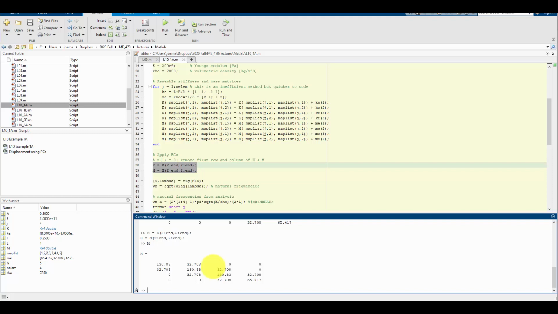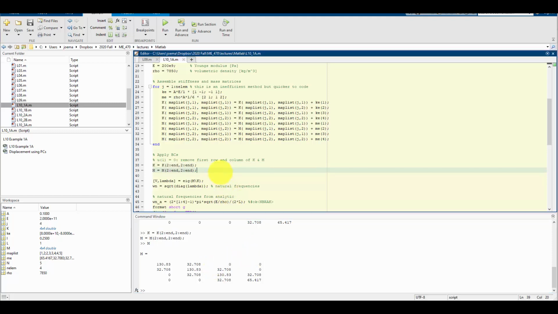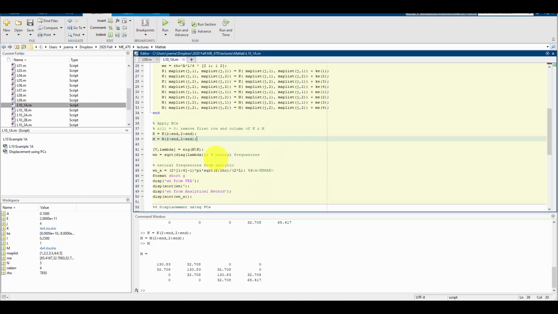With the reduced M and K, now I can treat it just like the multi-degree of freedom systems I did in Unit 2. Boundary conditions have been enforced, so now I'm ready for the same procedure that I've already done before. I want to find the eigensystem of M inverse times K, which I can do by copying virtually the same thing we've seen before.